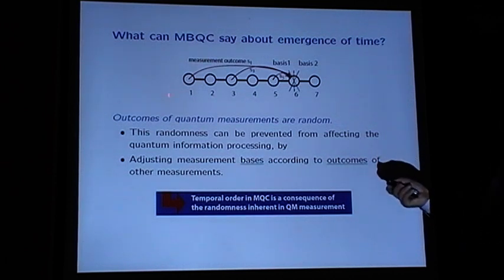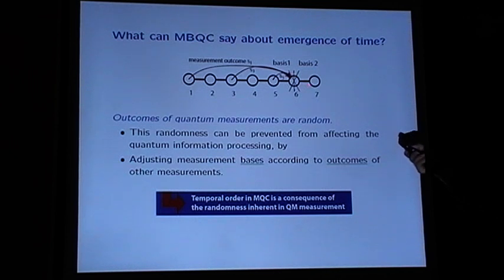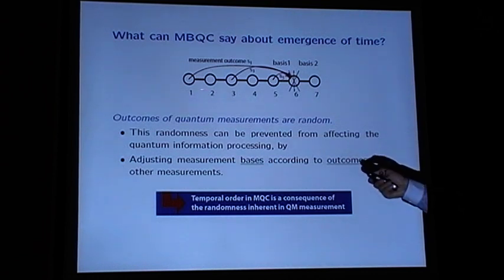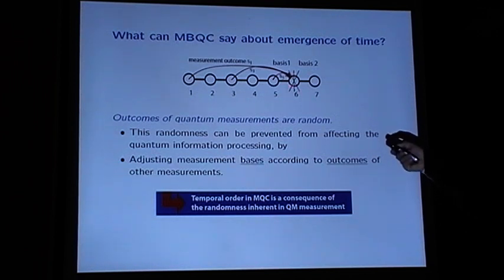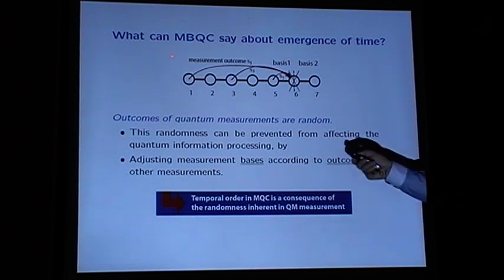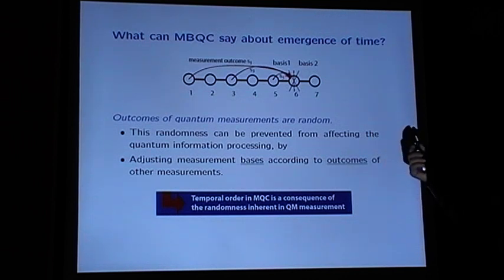We know that we have randomness in the measurement outcomes, and we want to prevent this randomness from creeping into the logical processing. What has to be done, it turns out, is that we need to adjust measurement bases according to measurement outcomes that have been obtained on other qubits. So the measurement basis to be chosen here will be a function of those measurement outcomes. But this has an implication for temporal order. It means that these qubits here must be measured before this qubit. Otherwise, there will be no way of adjusting the basis.